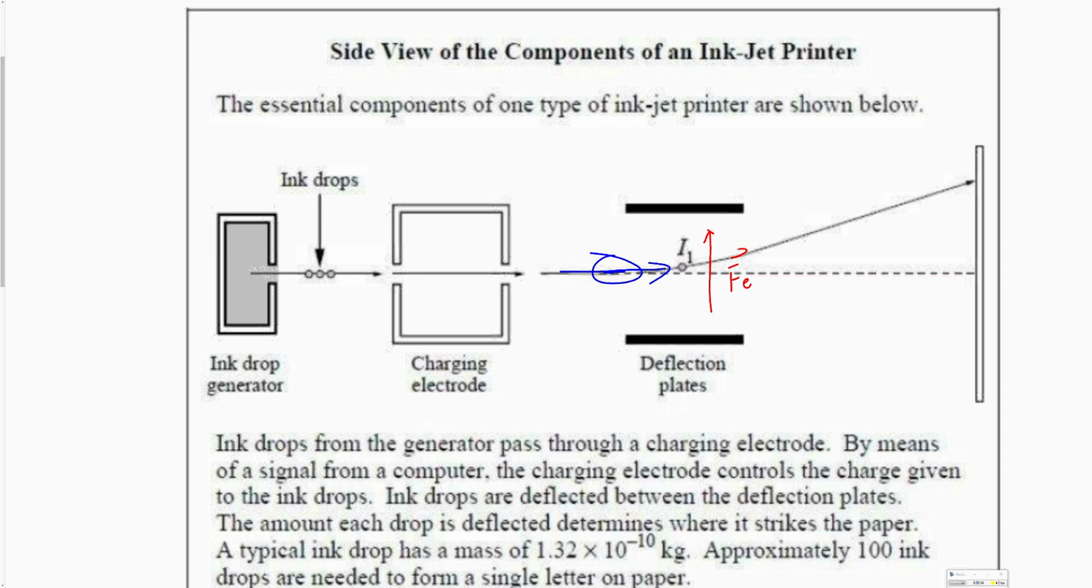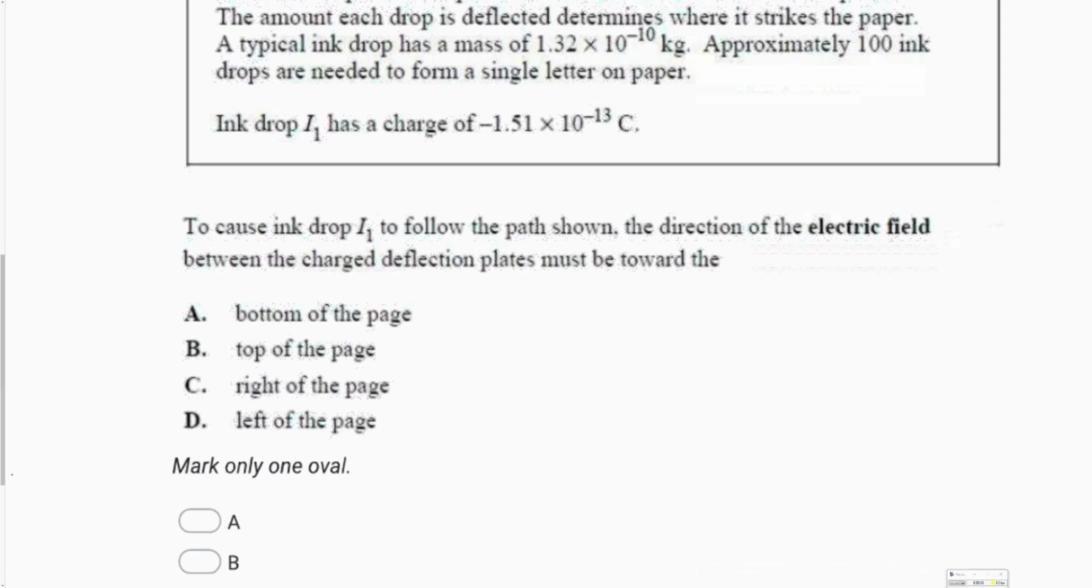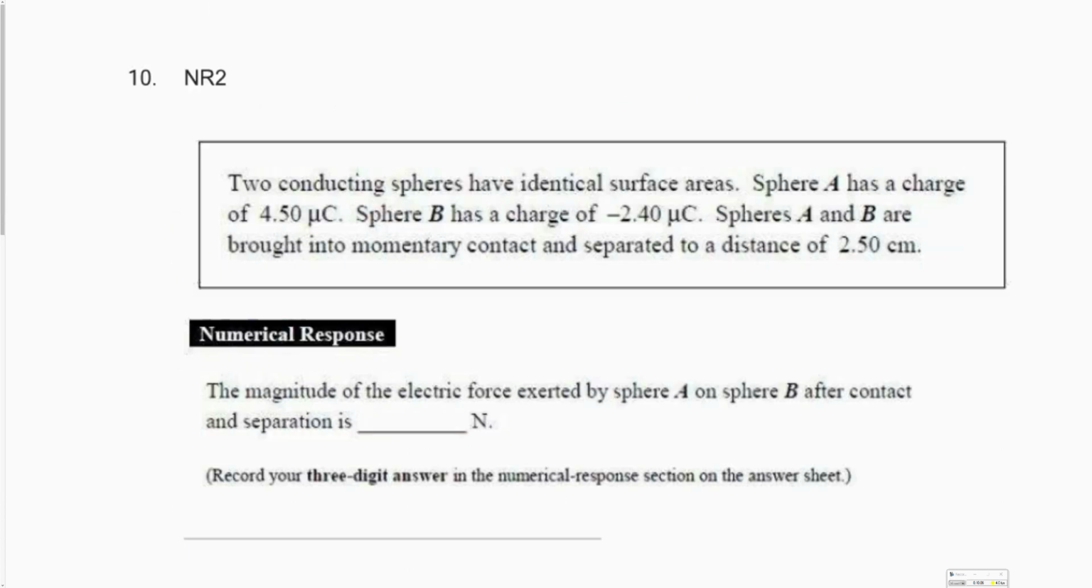This one's maybe a category 2, but maybe a 2B, because you have to recognize first that the field is opposite to the force, and second, you have to realize that because it curves upward, the force is upward. Once you recognize that, we see that the field must be toward the bottom of the page. Notice it doesn't say down, right? It says toward the bottom of the page. We've talked about that quite a few times, the frame of reference for us. So A would be my answer for that one.